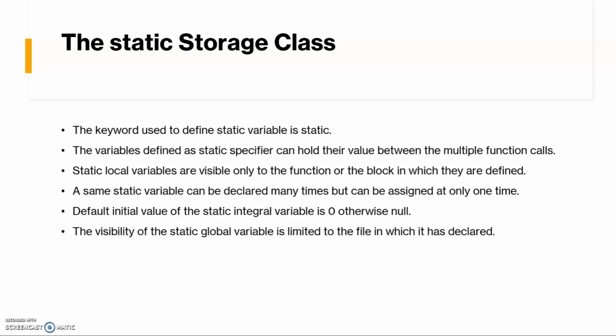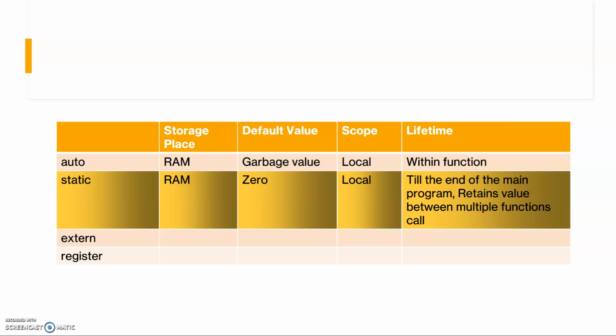Okay, so it is like a global variable. Why? Because it is retaining its value. So by this we can fill this table: storage is RAM, default value is 0, scope is local and lifetime is throughout our program.